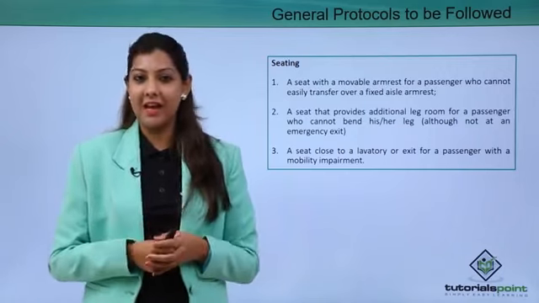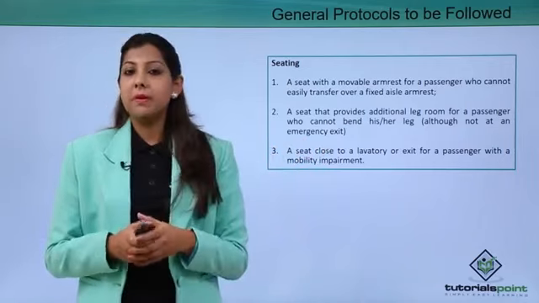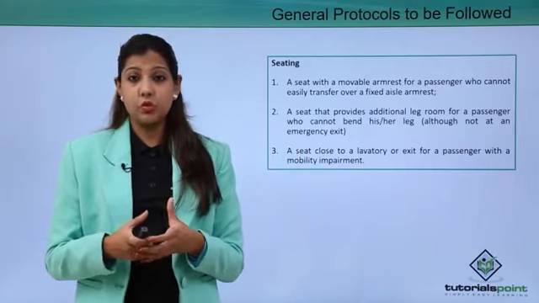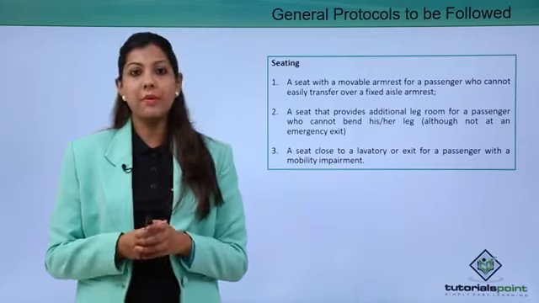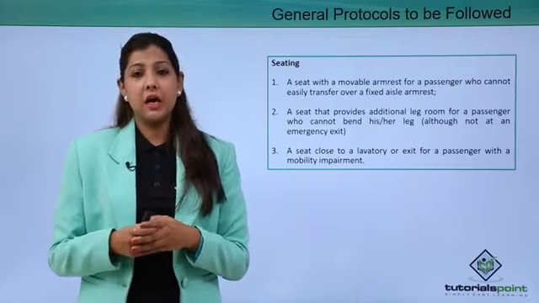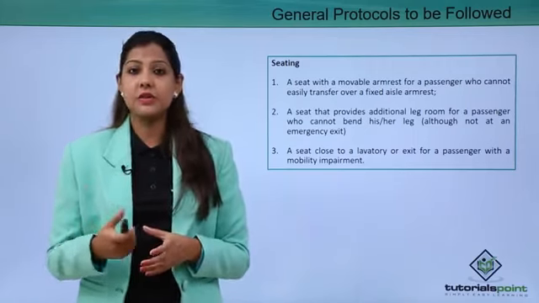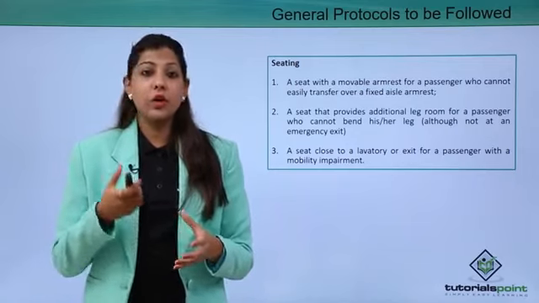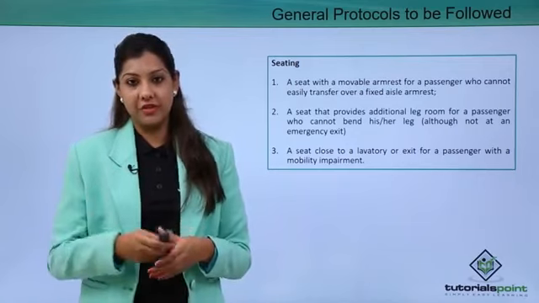A seat close to the lavatory or exit for a passenger with a mobility impairment. A person who is not able to walk at all should be seated next to a lavatory because when they want to use the lavatory, you will not expect them to walk a long distance.